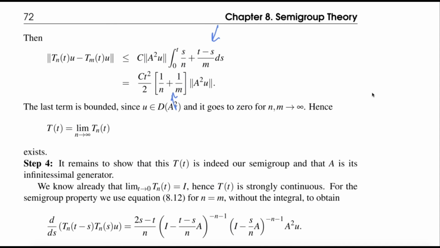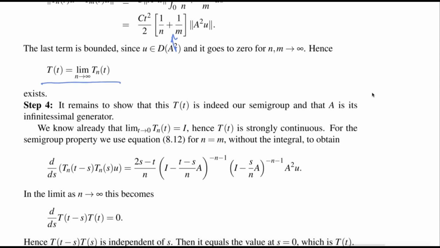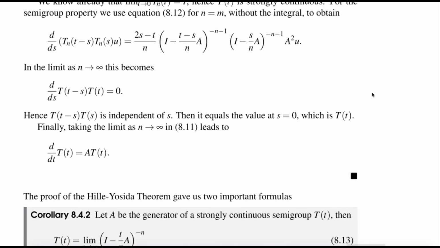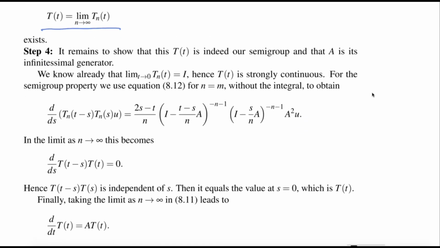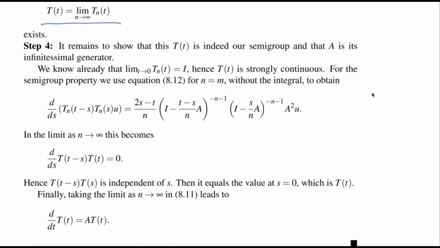So then we can say T(t) is in fact the limit as n goes to infinity of Tn(t). Now, there's one little thing which we still need to show, and that is to ensure that the semigroup is our semigroup we were looking for. So does it satisfy the differential equation?